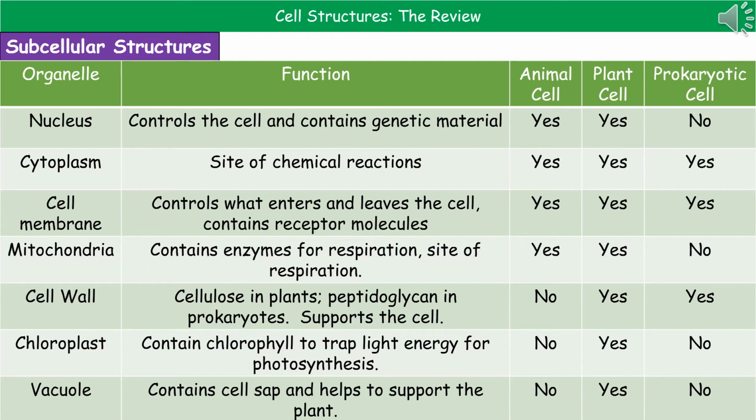The cell wall is made of cellulose in plants, peptidoglycan in prokaryotes, and its purpose is to support the cell, found in all but animal cells. The chloroplasts contain chlorophyll to trap light energy for photosynthesis, only in plants, and the vacuole contains cell sap and helps to support the plant, only in plants.